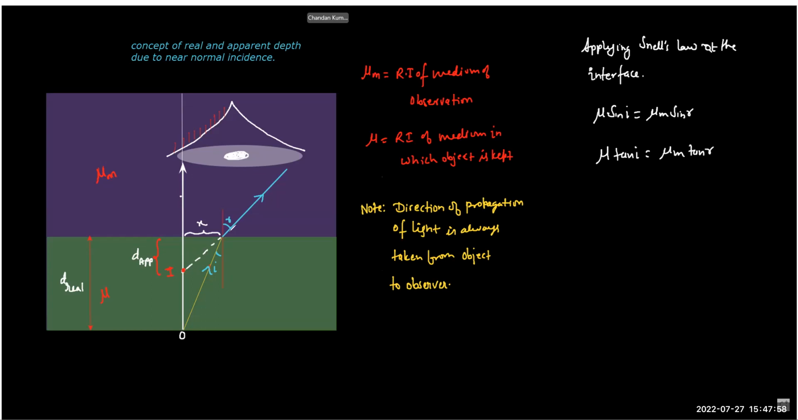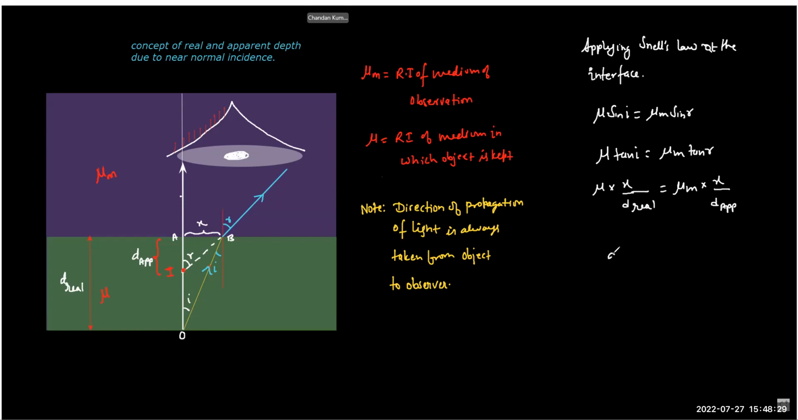So now you can see that this R will become this R and this I will become this I. And you can see a triangle OAB that will give you the whole answer. So now you can see how we can convert Snell's law into the answer that we are looking for. So what is tan I in triangle OAB? X by D real, correct? And tan R is X by D apparent. So we are done. We got the answer.